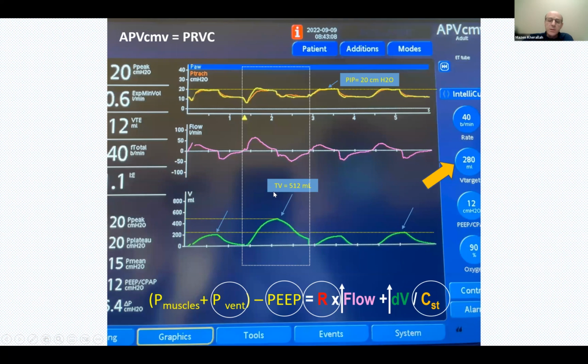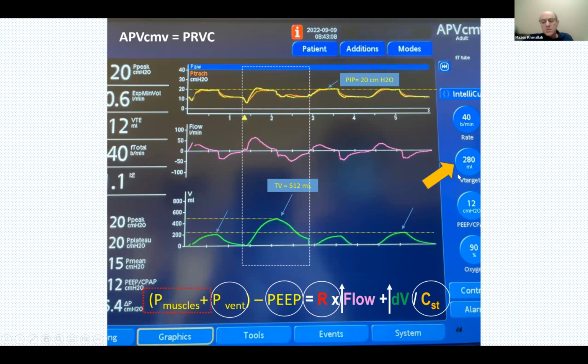How did that happen? In a system where the compliance did not change, the PEEP did not change, the ventilator pressure did not change, the resistance did not change, and you can see that this is associated with increased flow and increased tidal volume. The only way this can happen is by contraction of the respiratory muscles. So the patient is contributing to the delivery of the air, and when he uses the muscles, he ends up getting higher tidal volume.